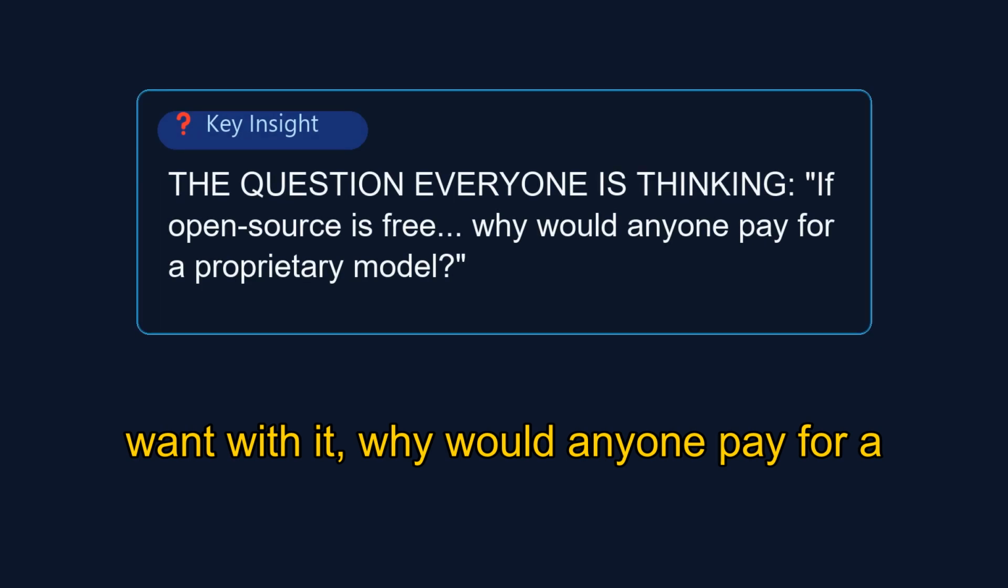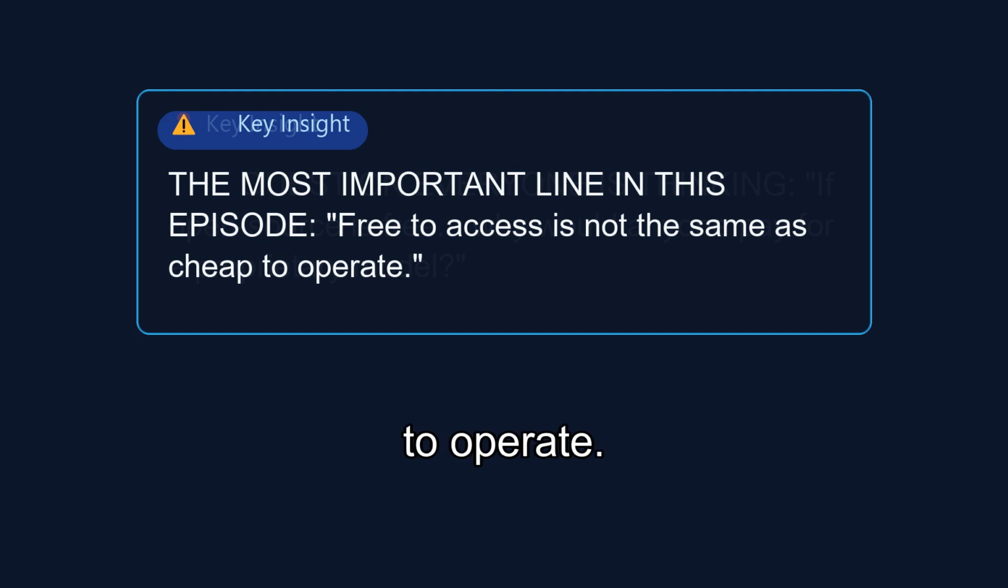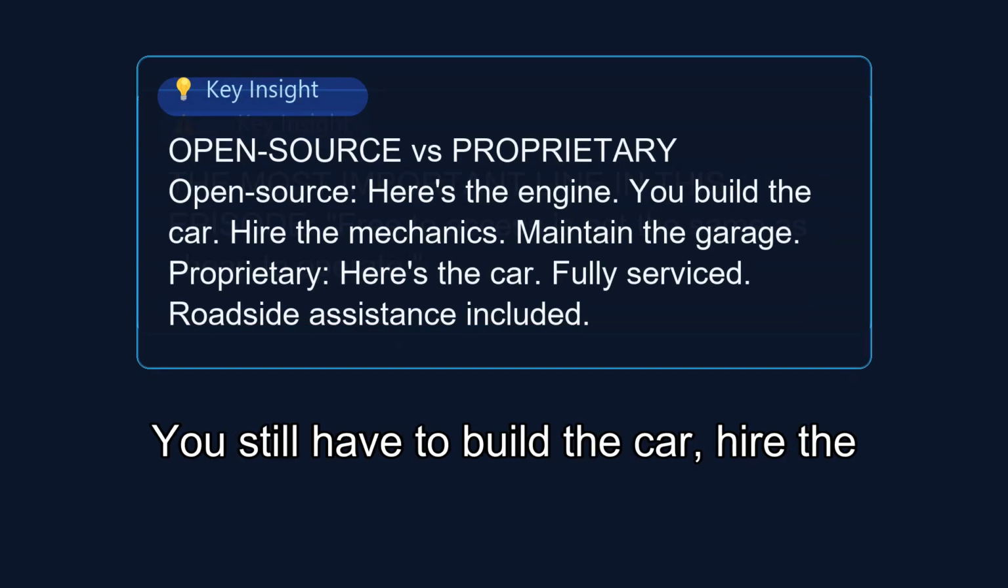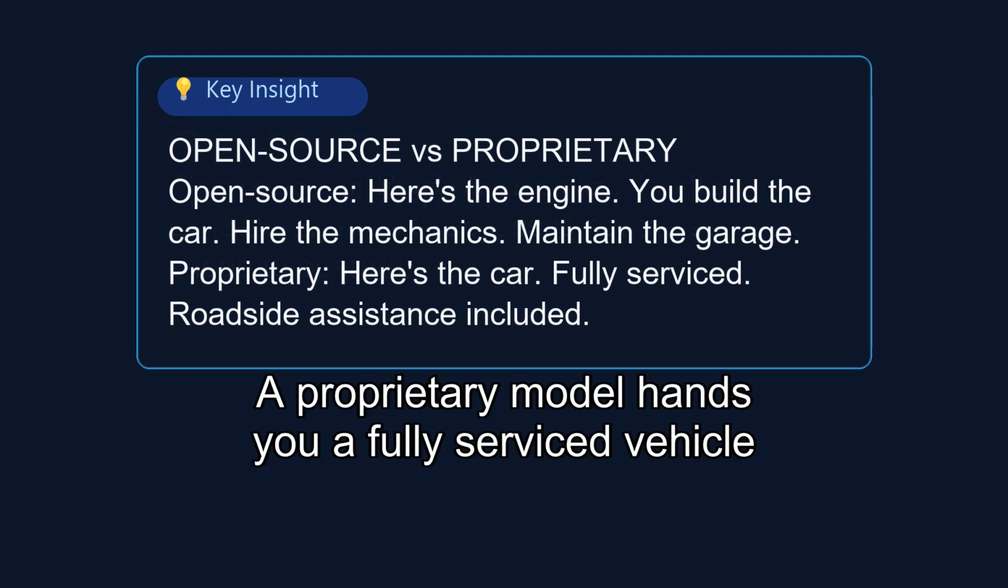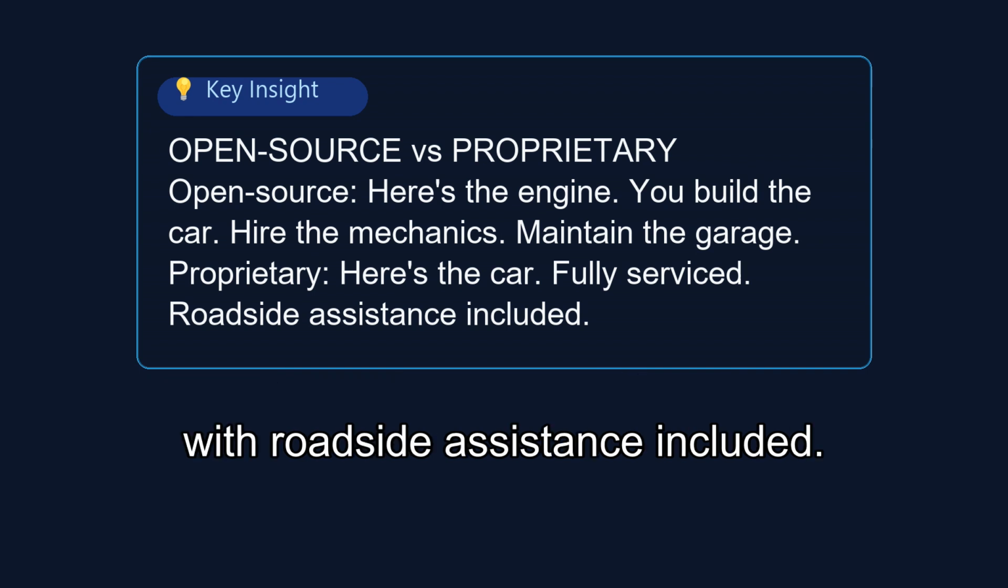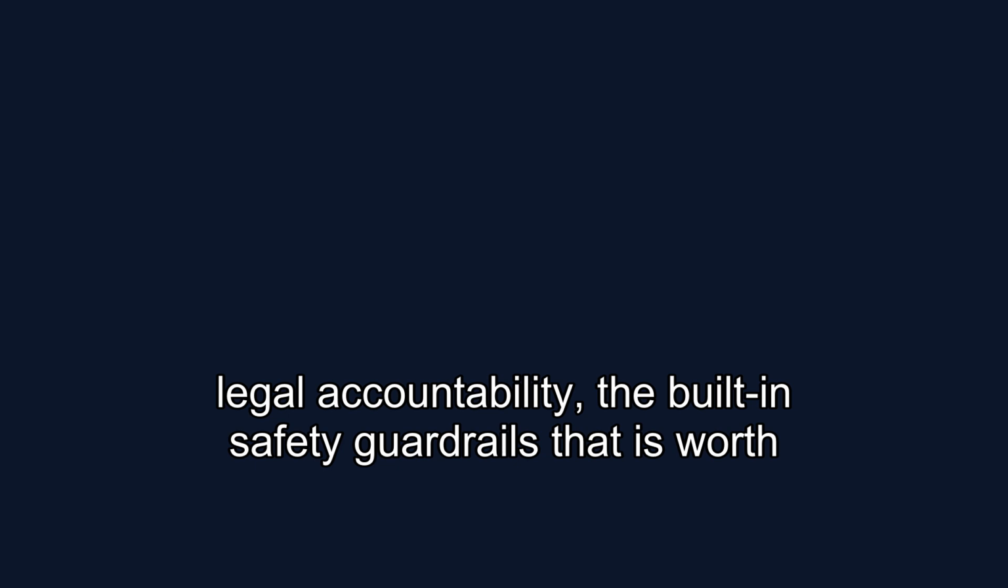Okay, so, and I'm just going to ask this because I think a lot of people in the room are thinking it. Go for it. If open source is free and you can do whatever you want with it, why would anyone pay for a proprietary model? Because free to access is not the same as cheap to operate. Open source hands you the engine. You still have to build the car, hire the mechanics, and maintain the garage. A proprietary model hands you a fully serviced vehicle with roadside assistance included. For a lot of organizations, the managed reliability, the legal accountability, the built-in safety guardrails, that is worth every penny of the license cost.